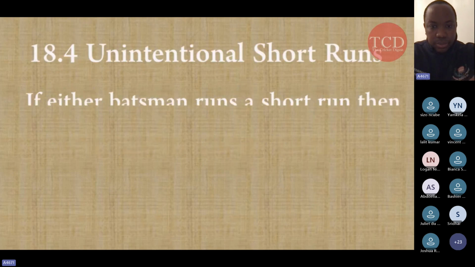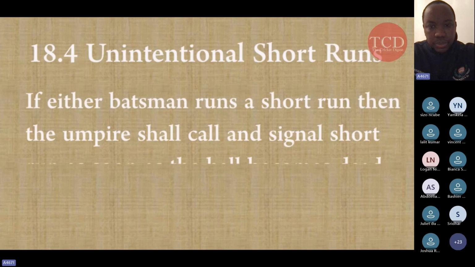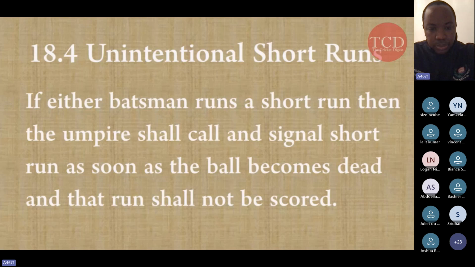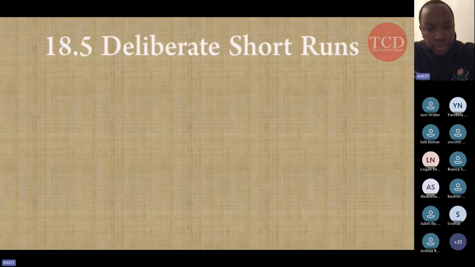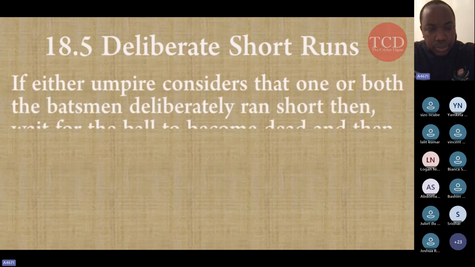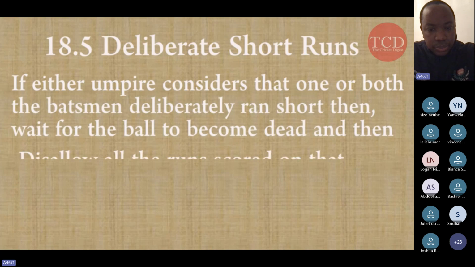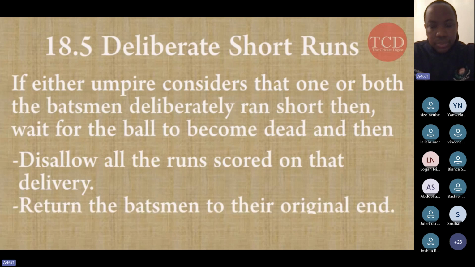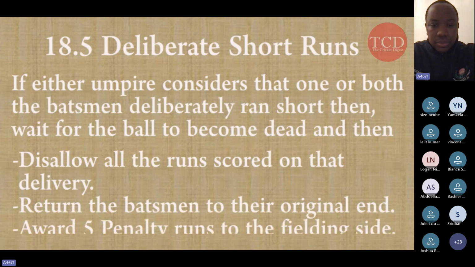If a batsman runs short, then the umpire shall call and signal short run as soon as the ball becomes dead, and that run shall not be scored. For example, if they run 2 and if they run 1 short, then only 1 run will be scored. Now, let's take a look at deliberate short run. Cricket law states that if either umpire considers that one or both the batsmen deliberately ran short, then wait for the ball to become dead and further disallow all the runs scored on that delivery, return the batsmen to their original end, and award 5 penalty runs to the fielding side.